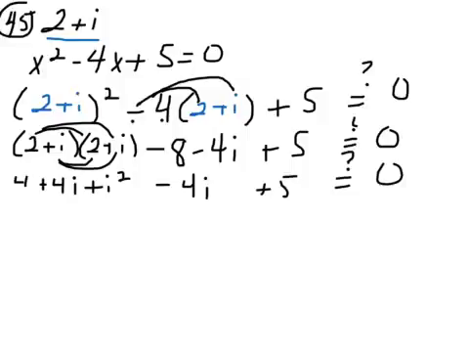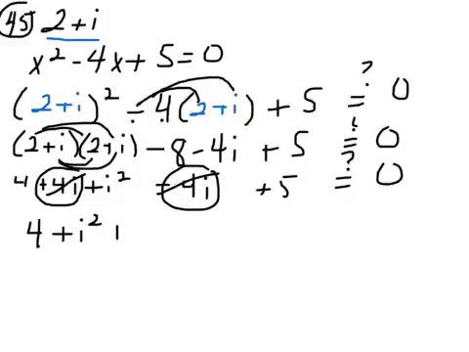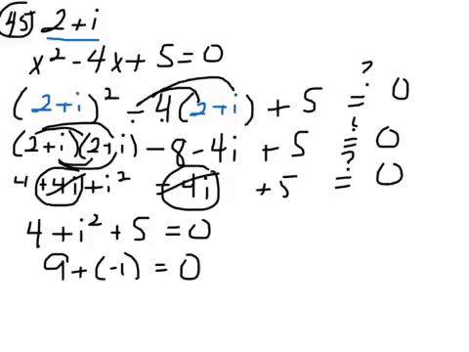Now, if you look at this, I've got a plus 4i and a minus 4i. So those are going to add up to 0. Now I have a 4 plus an i squared plus a 5. Well, we know that 4 plus 5 is 9, and i squared is the same thing as negative 1. Okay, so it doesn't look like it's going to work, but I've made a mistake. So let's go find it. That's part of working things, sometimes that happens.